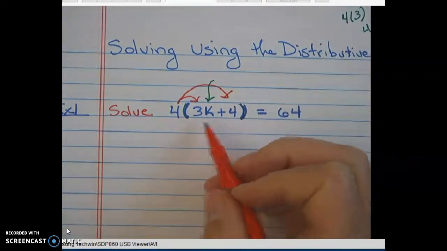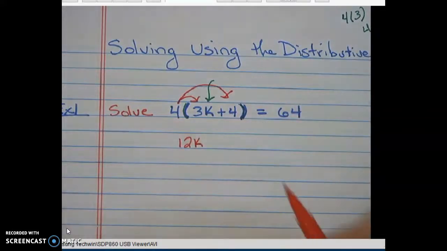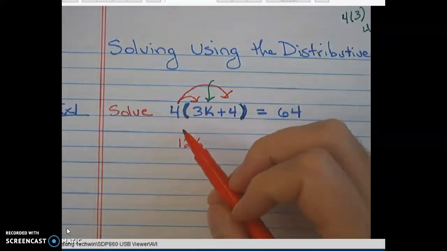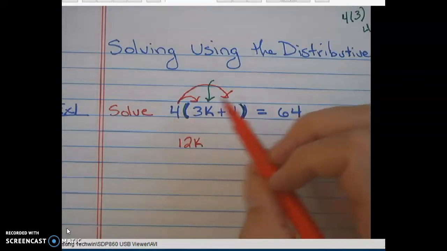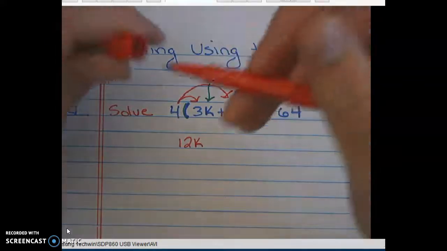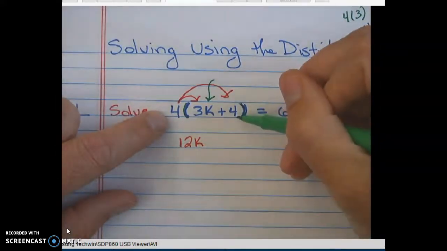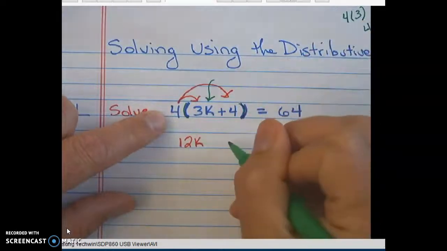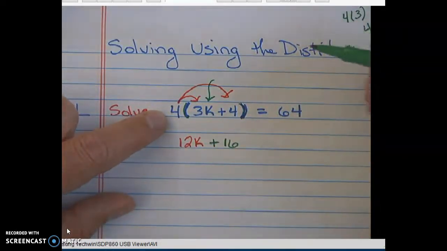So 4 times 3k is 12k. The way I got that is 4 times 3 is 12, and then the k kind of comes along with it. And then 4 times 4, and one of the things you want to watch is these signs. That 4 is a positive 4. That 4 is also a positive 4. So a 4 times 4 is a positive 16. And we write a positive 16 as a plus 16.